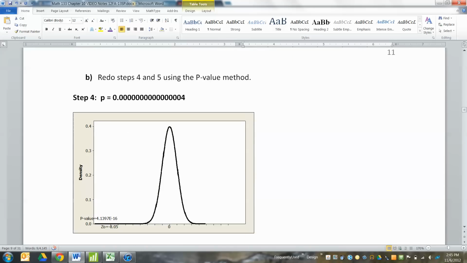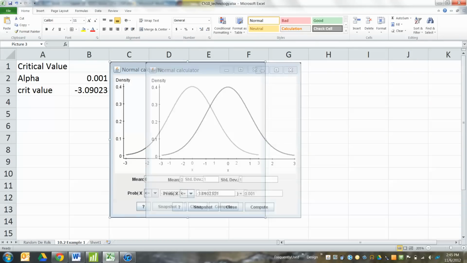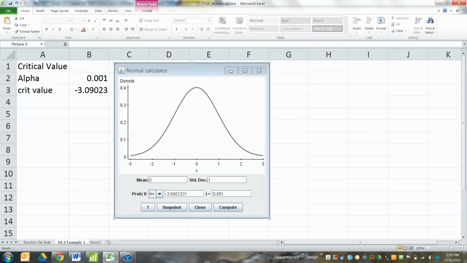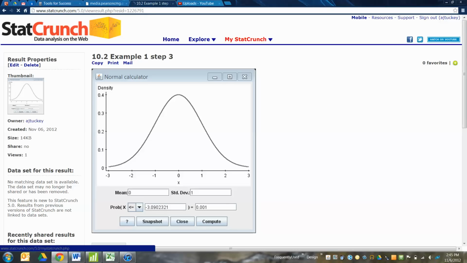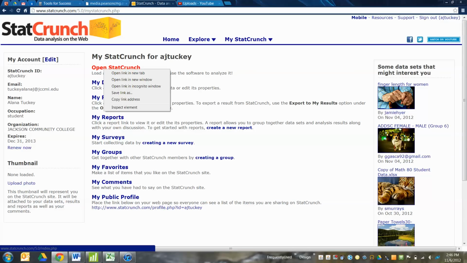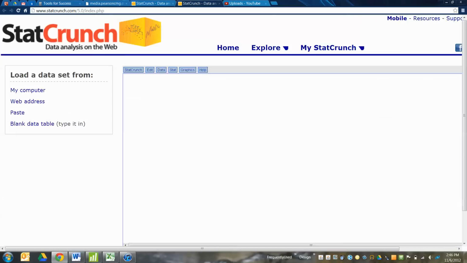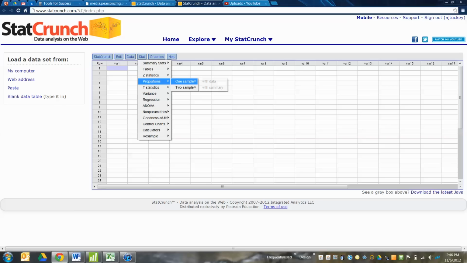Okay, so we're going to determine the p-value, and we're going to do this with technology. You have to do it with technology. Well, you don't have to, but the table's yucky. And we are totally going to use StatCrunch for this. Like I said, we're going to use StatCrunch for pretty much everything from here on out. Okay, so I'm going to open StatCrunch here, and I've got my StatCrunch. I'm going to open it in a new tab. So here it is. I want to go to Stat, I want to go to Proportions, One Sample.